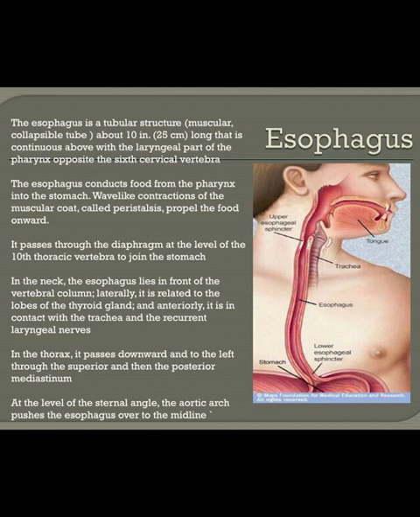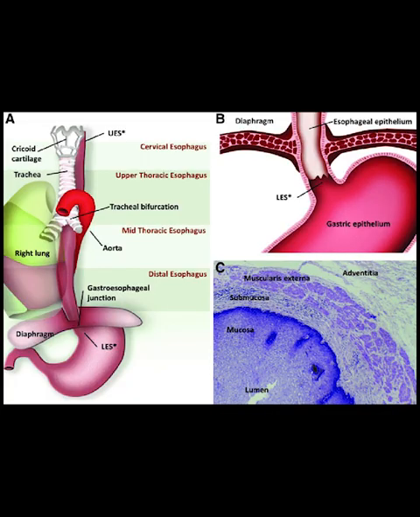Its smooth muscle is innervated by involuntary nerves, sympathetic nerves via the sympathetic trunk and parasympathetic nerves via the vagus nerve, and in addition voluntary nerves, lower motor neurons, which are carried in the vagus nerve to innervate its striated muscle. The esophagus passes through the thoracic cavity into the diaphragm into the stomach.